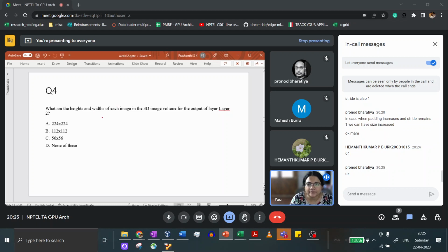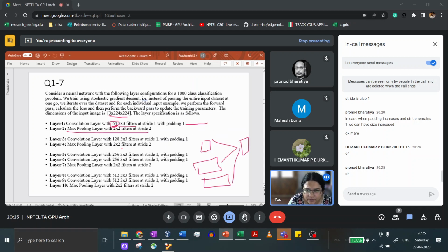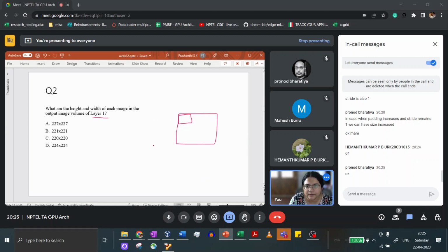Let's move to the next question. What are the heights and widths of each image in the 3D image volume for the output of layer 2? So it's the same layer again. So it's that pooling layer of 2 cross 2. Yeah, 2 cross 2 filters at stride 2, right? Now you're asked what is the height and width of each after that output, basically after layer 2, and here are your options. Think about that.